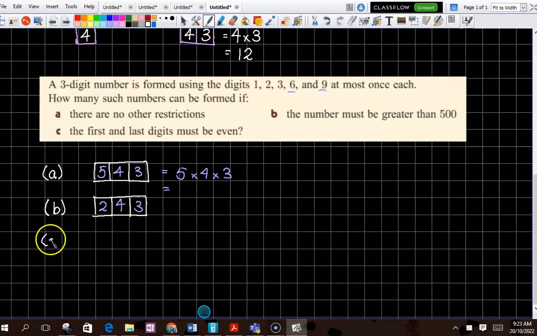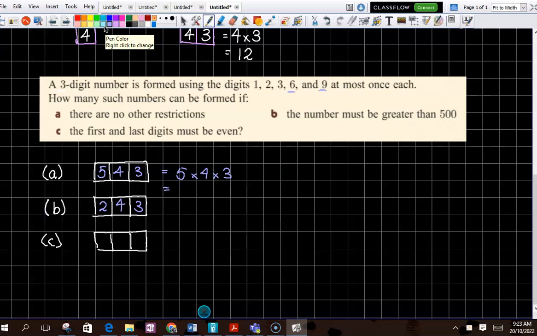Okay, have a look at C again. Try not to look at the solutions. I'm seeing some of you looking at your books. Sneaky sneaks.